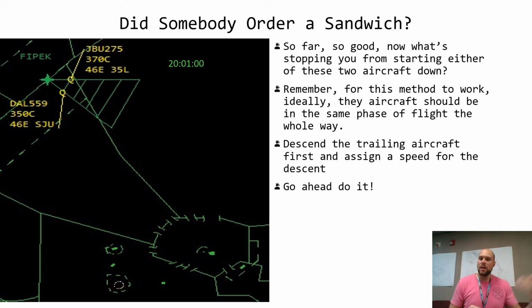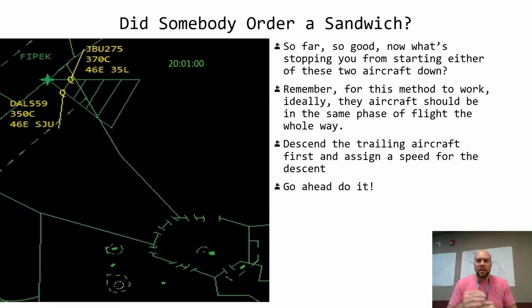We have Delta 559 on Yankee 355, untouched, as JetBlue 275 is now established on that eastbound heading. So far so good. So now what's stopping you from starting either of these two aircraft down, right? We know that we want these aircraft to play by the same rules. Remember, for this method to work, ideally the aircraft should be in the same phase of flight the whole way. So we want to make sure they both start their descents at the same time, their speed reduction at the same time, so they do fall right in line as mathematically theorized, by what we just plotted out.